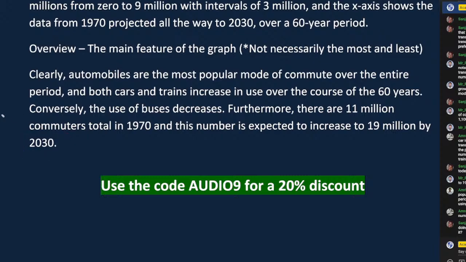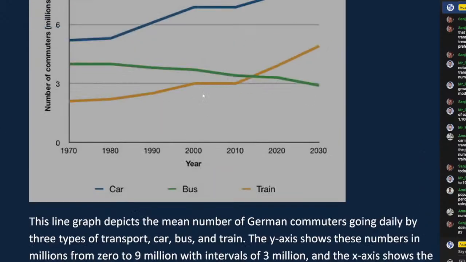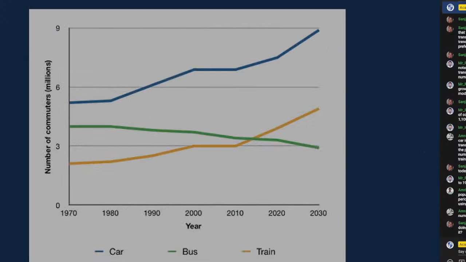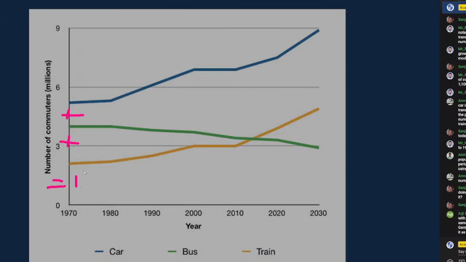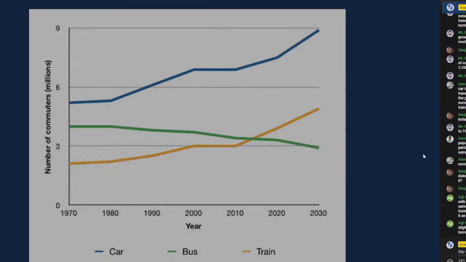So this is where I took that extra thinking, that extra step to add together these numbers here to get that total of 11 million, okay? And I added together these numbers here to get that number of 19 million. Okay? And that's where that's coming from. All right, these start and finish points.